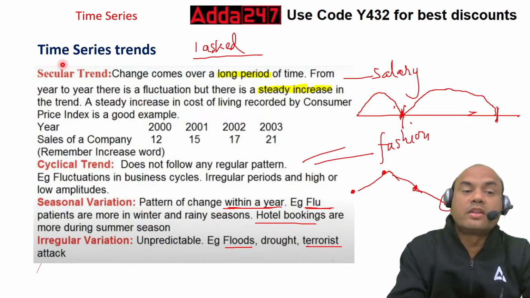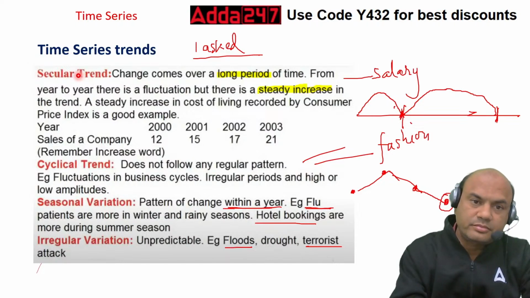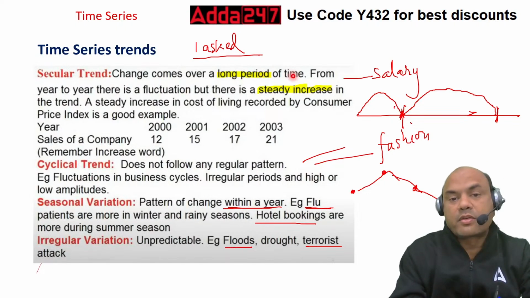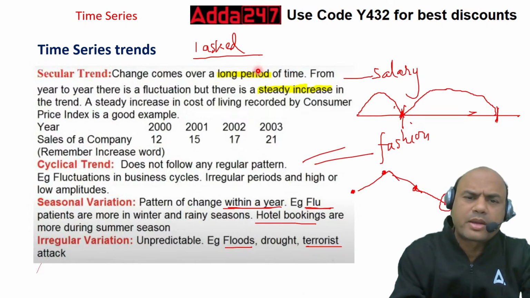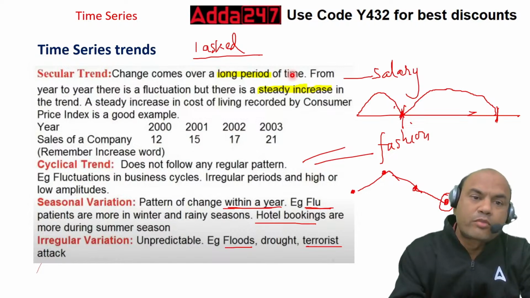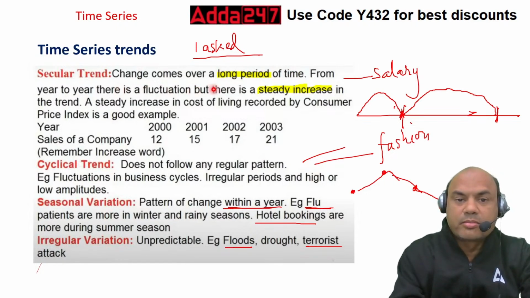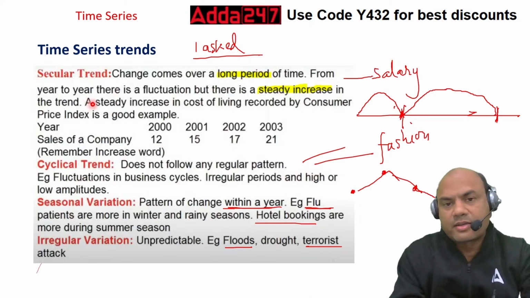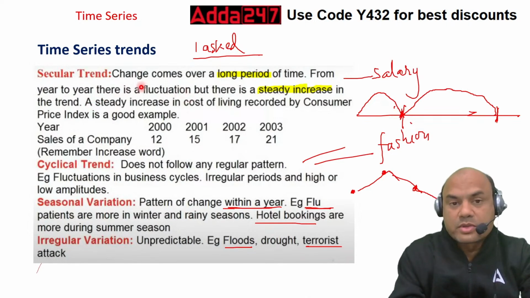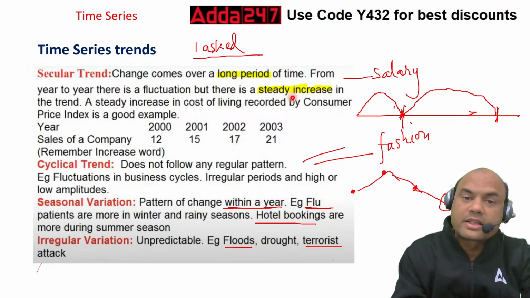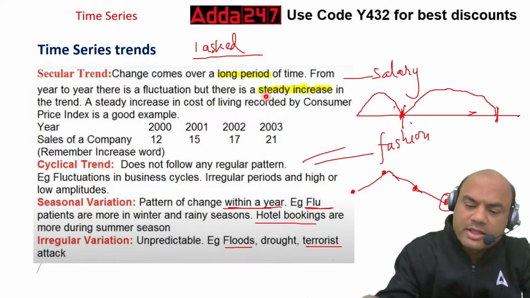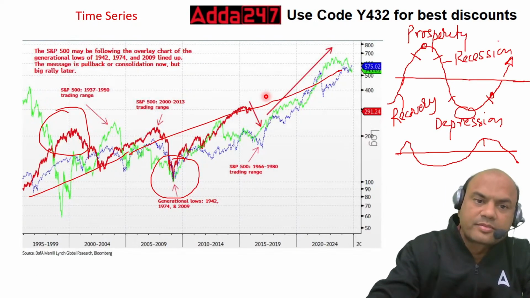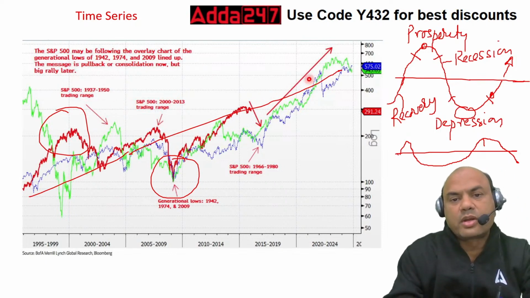So secular means what? Changes over a long period of time. It changes over a long period of time, means it's for the longer period. From year to year, there is a fluctuation, but there is a steady increase in the trend. There is a fluctuation in between, but steadily it increases. In the long run, it goes up. What do I mean by this? Let me show you. See this. Look at this trend.